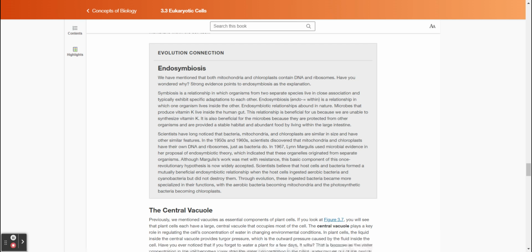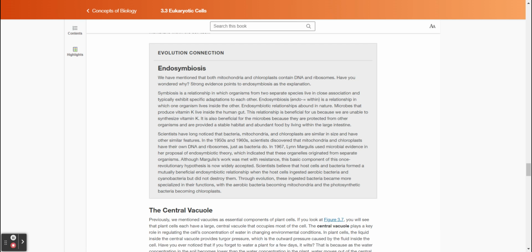Endosymbiosis, endo meaning within, is a relationship in which one organism lives inside the other. Endosymbiotic relationships abound in nature. Microbes that produce vitamin K live inside the human gut. This relationship is beneficial for us because we are unable to synthesize vitamin K. It is also beneficial for the microbes because they are protected from other organisms and are provided a stable habitat and abundant food by living within the large intestine.